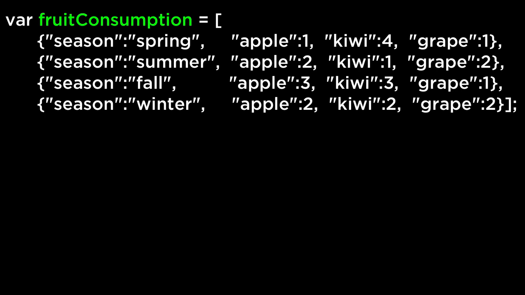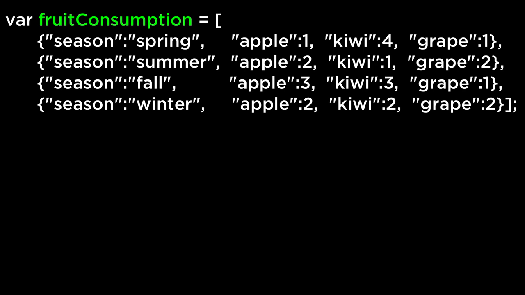The keys are season, apple, kiwi, and grape. The values for the season keys cover the 4 seasons: spring, summer, fall, and winter. The values for the individual fruit names vary from 1 to 4. Note that we do not have a total fruits consumed key value pair for any season. Also note that we have data in our keys. This should make you wince.